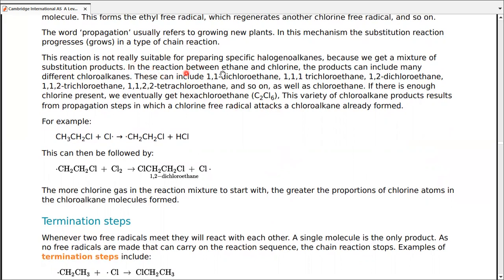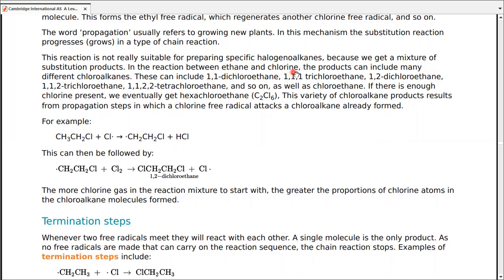Now, this reaction is not really suitable for preparing a specific halogenoalkane because we get a mixture of substitution products. This is a very good point. This point was explained very briefly in IGCSE, but here they're going to add in some more details so that you get a complete idea about it. For example, the example is put to make sure that you get the whole idea about it.